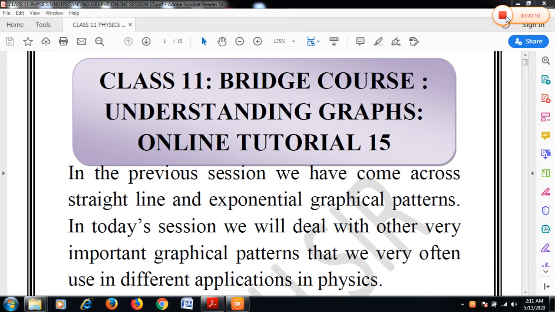Today in this session we are going to deal with online tutorial 15, which is understanding graphs, last part. In the previous session we have come across straight line and exponential graphical patterns, right? In today's session we will deal with other very important graphical patterns that we very often use in different applications in physics.